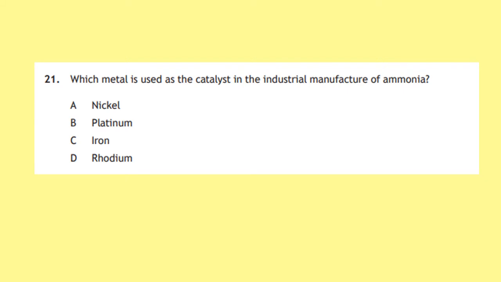Which metal is used as the catalyst in the industrial manufacture of ammonia? Well, the answer to that one is iron. Remember, the process for making ammonia is the Haber process. Haber begins with H, next letter is I, which is iron.